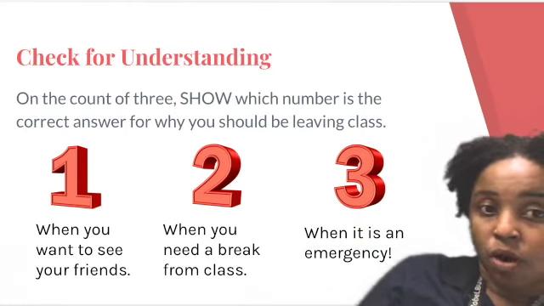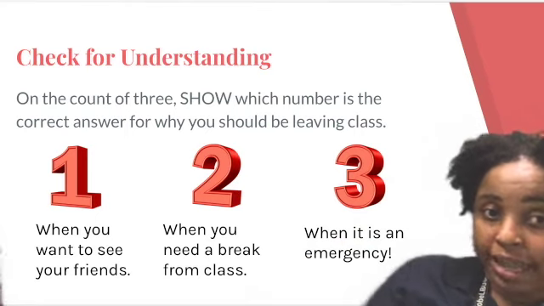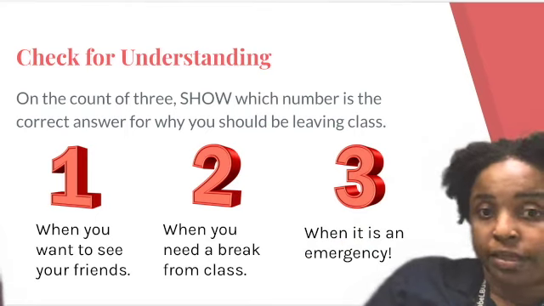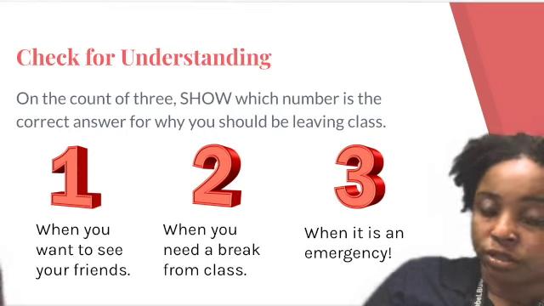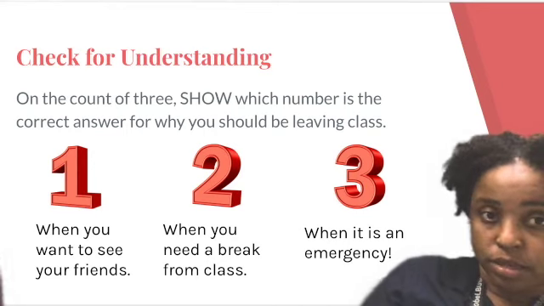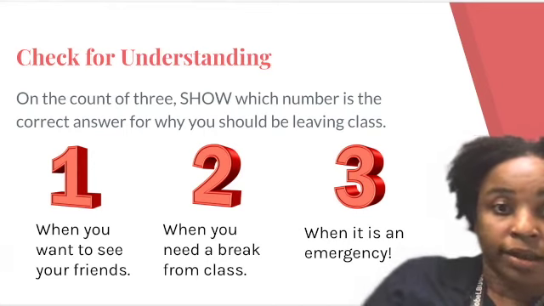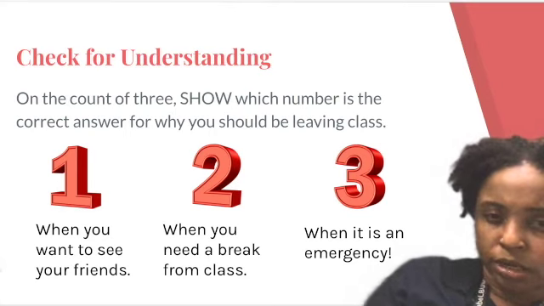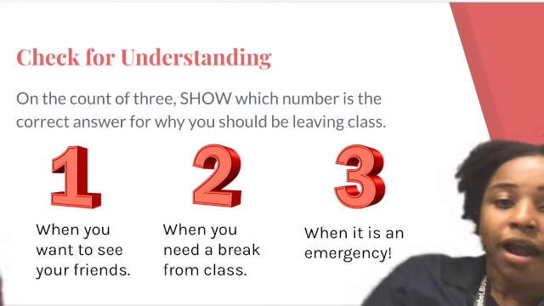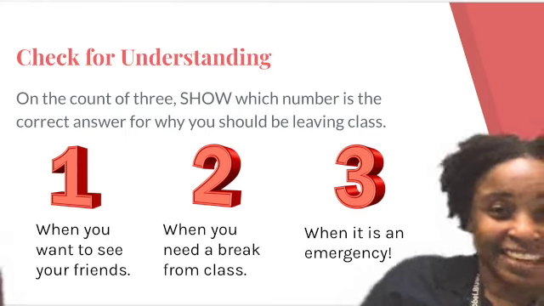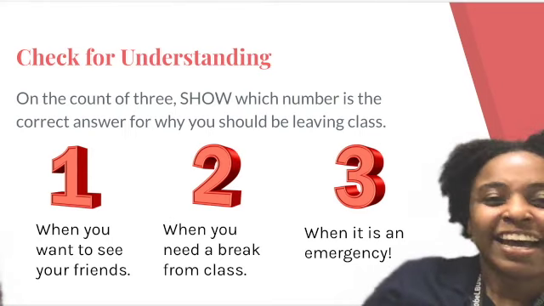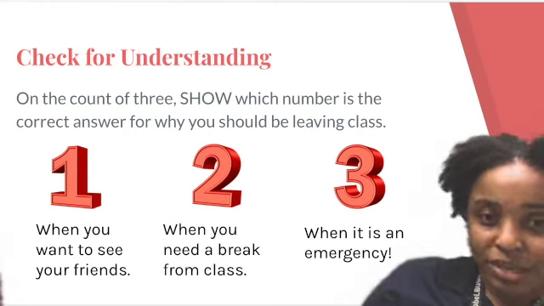All right, so on the count of 3, show which number is the correct answer for why you should be leaving class based off of what you just learned in the previous slides. All right, here we go, you guys. 1, 2, 3. Which number is it? All right, good job. Good job. I see it. I see some of you guys. All right, so the correct answer is number 3.